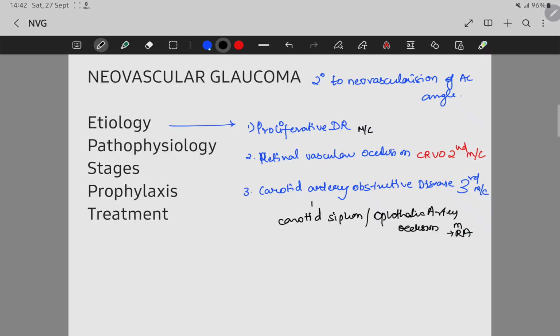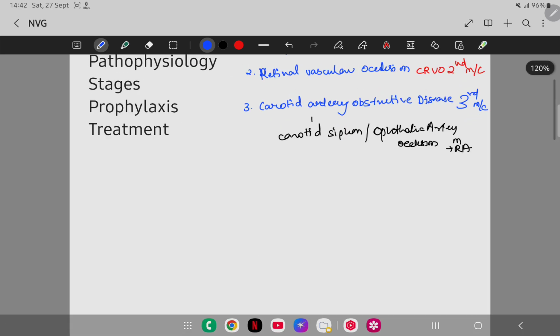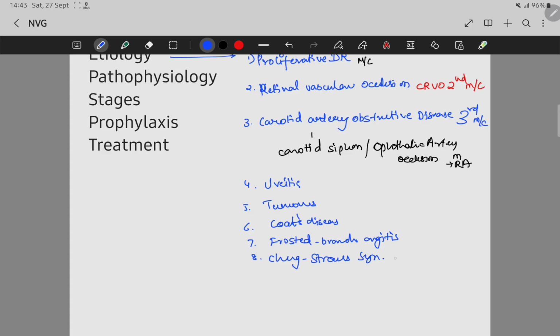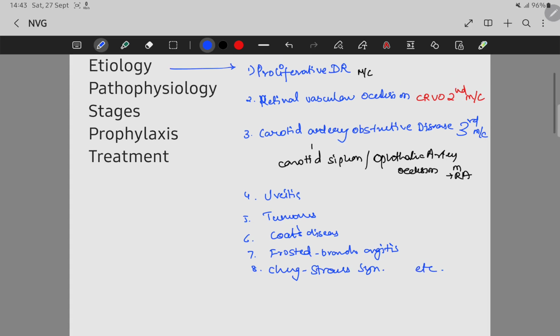Other causes include chronic uveitis, tumors, Coats disease, frosted branch angiitis, Churg-Strauss syndrome, etc. So we need to remember especially these three etiologies, and the others are secondary.